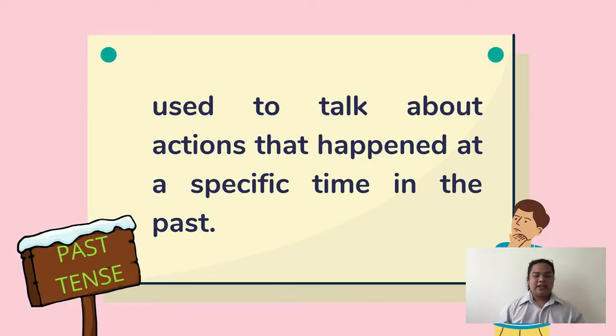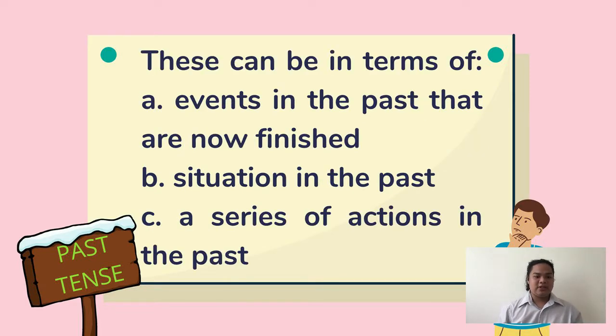At this point, we are now going to discuss what is past and past perfect tenses. So now let us identify first what is past tense. So past tense is used to talk about actions that happened at a specific time in the past. This can be in terms of events in the past that are now finished, situation in the past, or a series of action in the past.